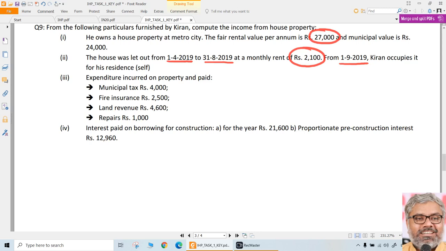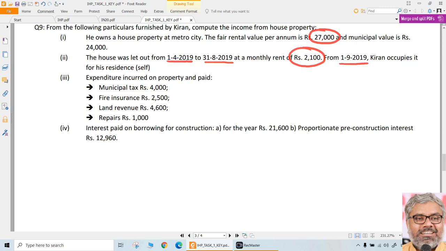Because it is partly self-occupied, partly let-out, due to time here, not space. So, even if a property is let-out for one day, it is a let-out property. It is not called a self-occupied property. Though he occupied it for a portion of the year, that doesn't matter. But what matters? Computation matters.